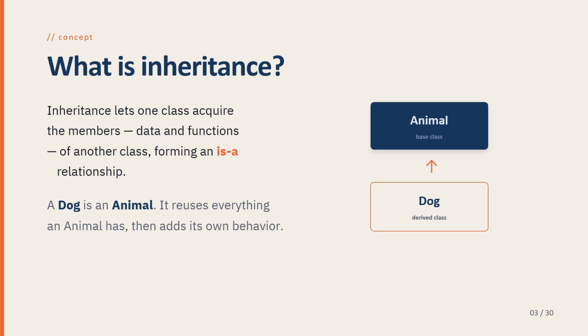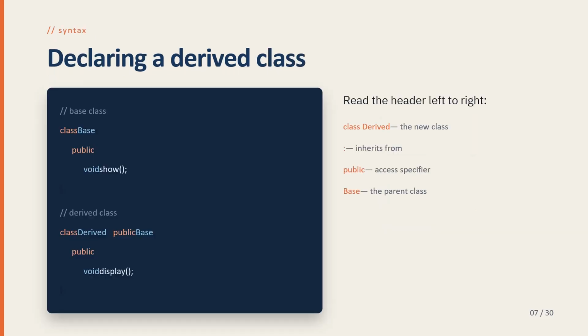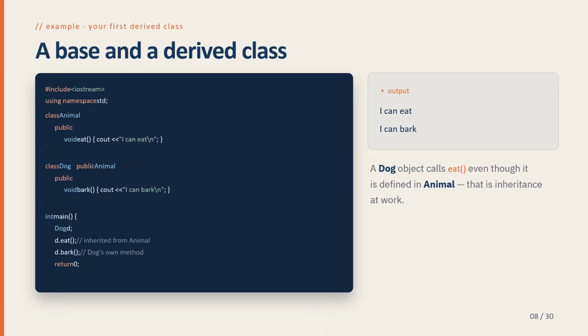For example, suppose we have class animal with the function eat. Now we define class dog, public animal, and inside the dog we define another function called bark. This means the dog is a derived class, animal is a base class, and public is the inheritance access specifier. Now, if we create a dog object, that object can call both eat as well as bark.